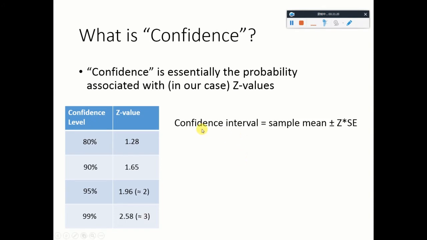So given this formula, CI equals the sample mean. Now we're talking sample mean, as the point estimate, plus and minus z times standard error, or standard deviation, it doesn't matter.